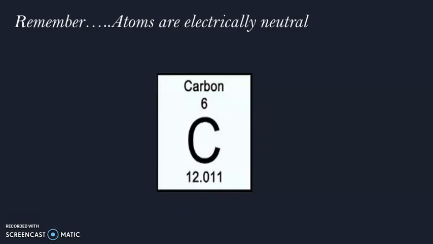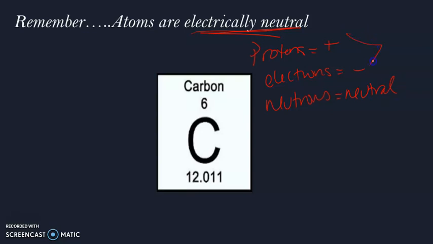The one thing I want to remind you from the start: we're talking about atoms here, and atoms are electrically neutral. So that means my protons are positive, my electrons are negative, and my neutrons are neutral. But because atoms are electrically neutral, my protons equal my electrons. So that balances out the charge. It's important to know as we move on when we start drawing them.